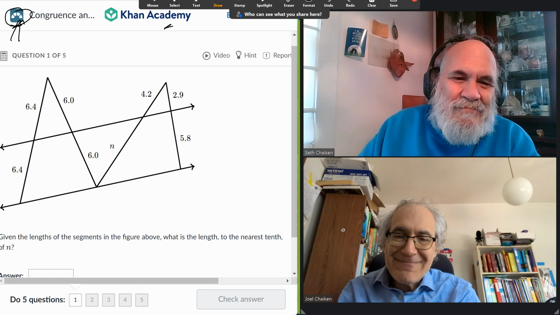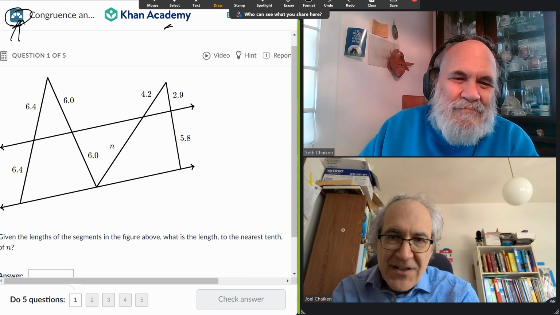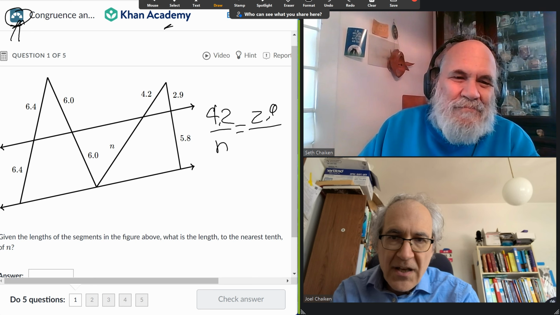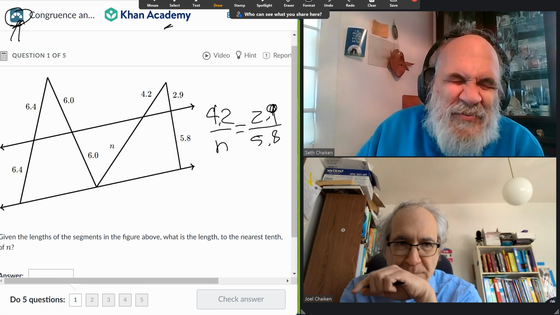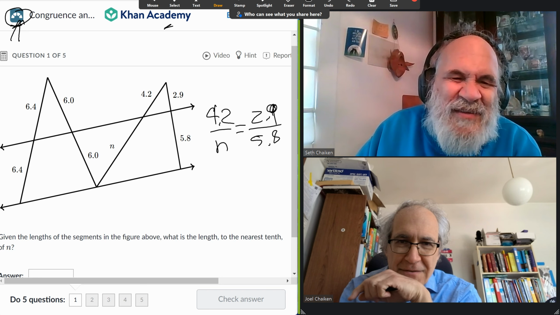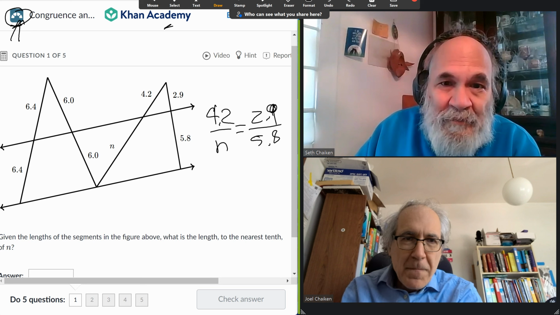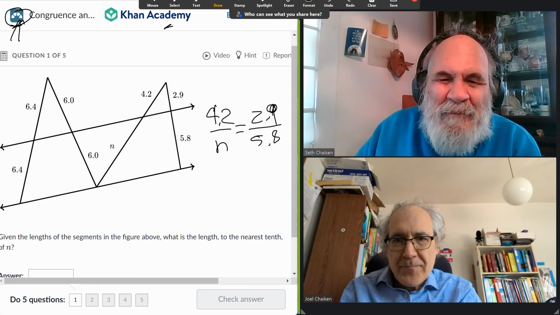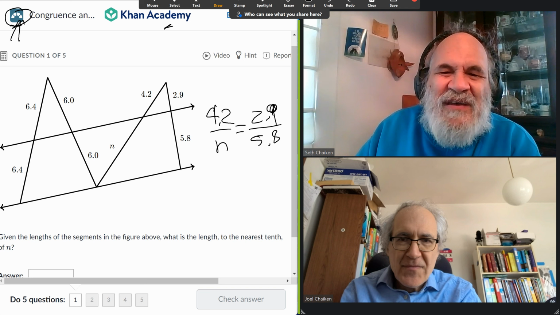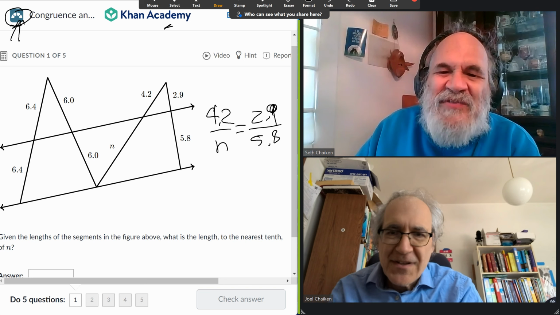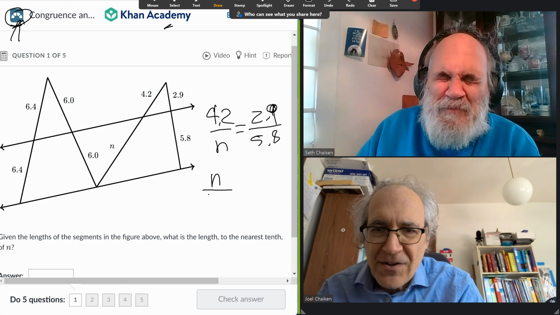Basically you have to know the relationships. This is a geometry problem. We haven't done a lot of geometry. Seth, you have so many ways to make the relationship, but isn't it 4.2 over n is 2.9 over 5.8? Is that what you were thinking about? Thank you for writing the 9 so we can understand it. Yes, you're very welcome. However, since the goal is to calculate n, it is really wiser to put n in the numerator. You're right.